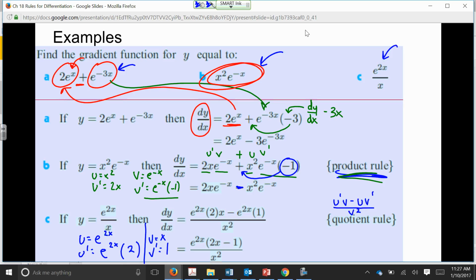So right here we have u prime times v minus u times v prime all over v squared. Now if you look at it here, in the numerator, I have e to the 2x, e to the 2x. I can pull that out and then put in the 2x minus 1 over x squared. Some might argue that's not necessarily more simplified. Others might argue it would be. Anyway, this is the best answer that we could have for this particular problem.